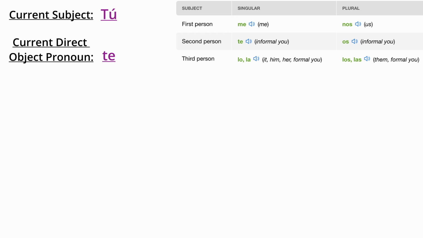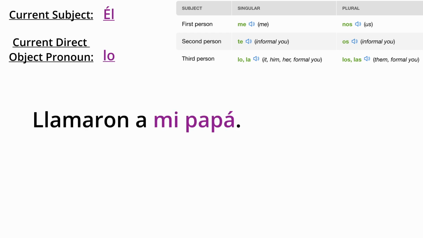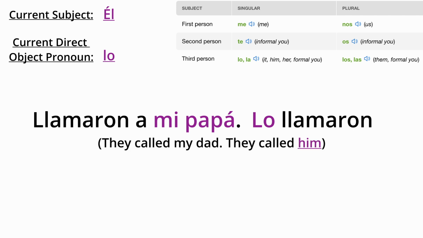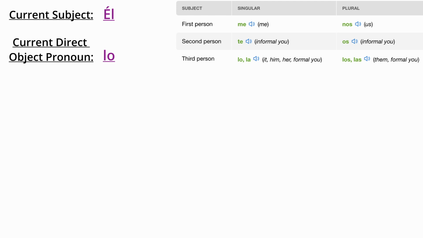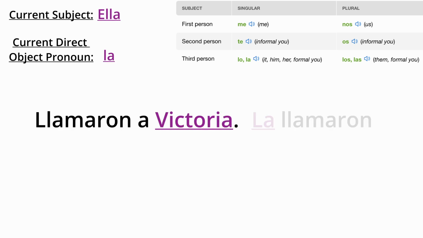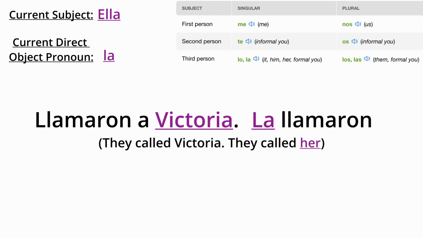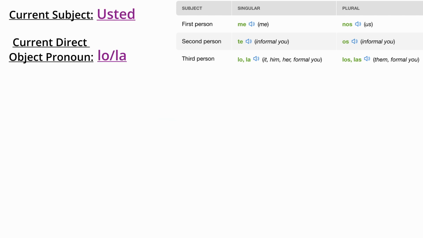Now the fun part begins. Llamaron a mi papá. Lo llamaron, which means they called my dad, they called him. Lo in this case replaces a mi papá because el papá is a masculine word in Spanish. You can do the same thing for your girlfriend Victoria. Simply replace lo with la. Llamaron a Victoria. La llamaron. Good for now?